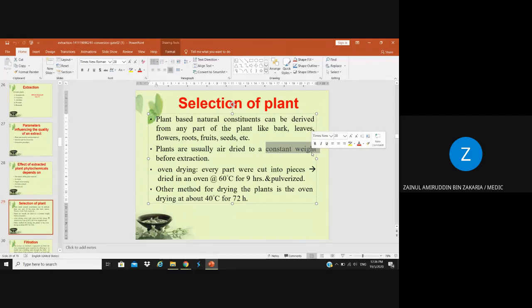We remove all of the water, so that when we weigh the sample, it will have an accurate weight. Okay, berat dia akan sama, same weight. If it is 1 kilogram, it is 1 kilogram of sample, not 1 kilogram due to the presence of water in the sample. So that's why you need to dry it until a constant weight is obtained.